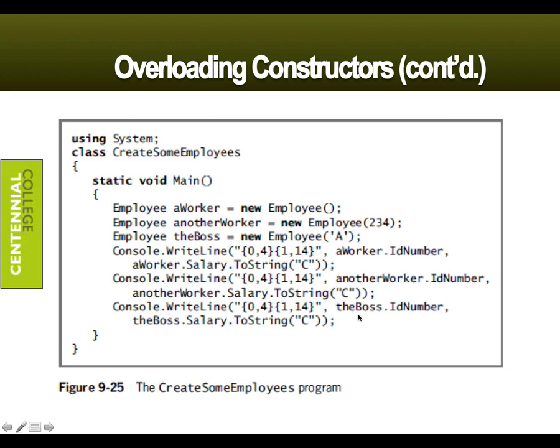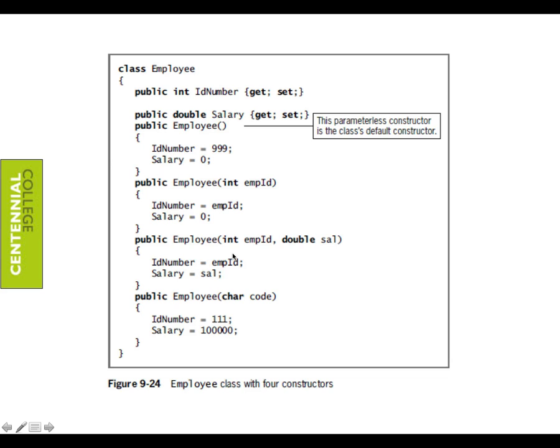And the same thing if I created the new one called the boss, which is another type of employee. 3 different objects: a worker, another worker, and the boss. They're all employee types, but my employee type is A. And I can also take the boss ID number and the salary as an example, and I can print them out because if you notice back here, I set my ID number and my salary to $100,000, right? My ID number is 111 automatically, right?